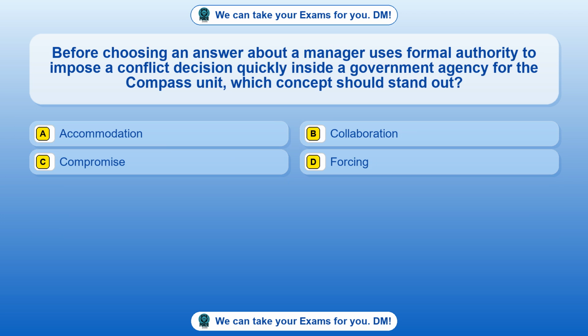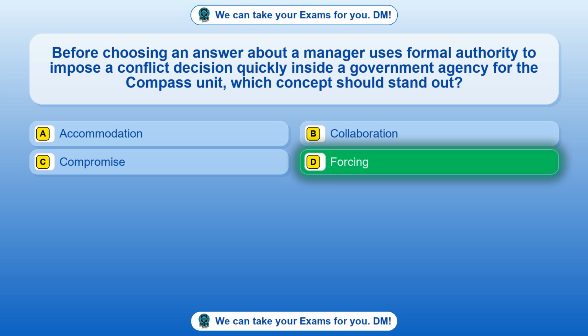Question 63. Before choosing an answer about a manager who uses formal authority to impose a conflict decision quickly inside a government agency for the Compass unit, which concept should stand out? Option A, accommodation. Option B, collaboration. Option C, compromise. Option D, forcing. The correct answer is option D, forcing.